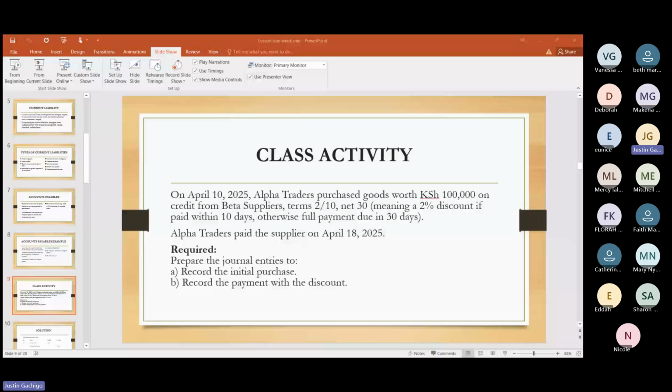Yes, definitely he'll get a discount. So what will be the first entry? What are we going to record? What are we going to debit and what are we going to credit?